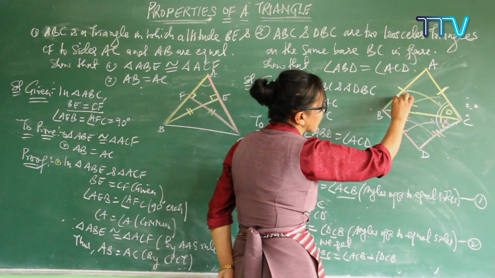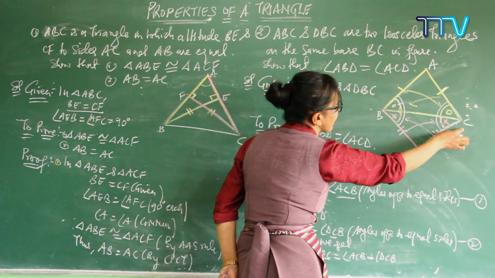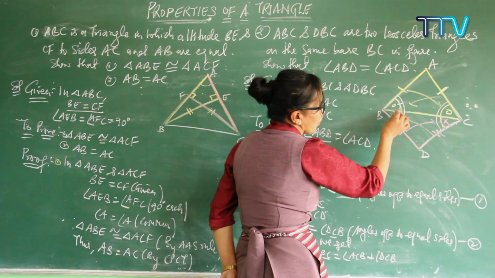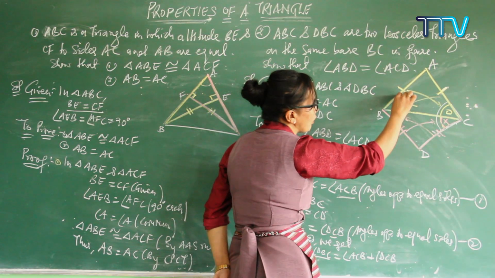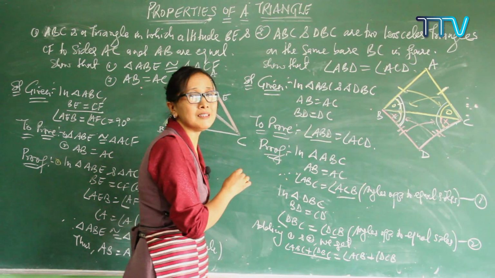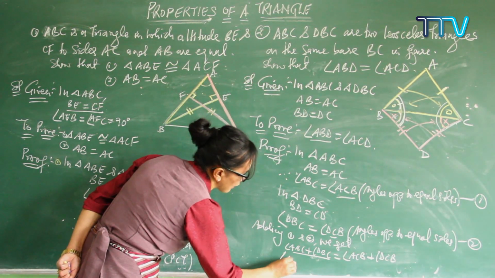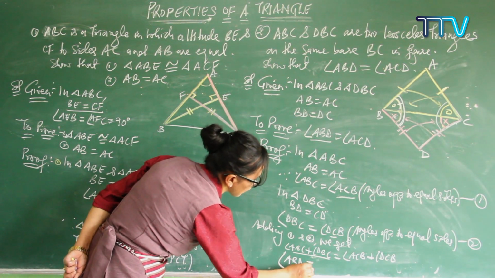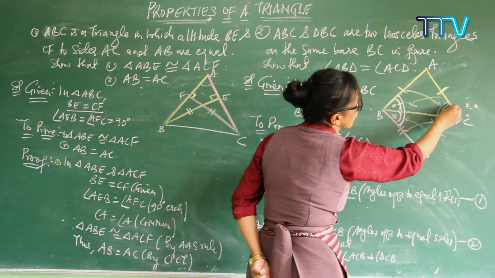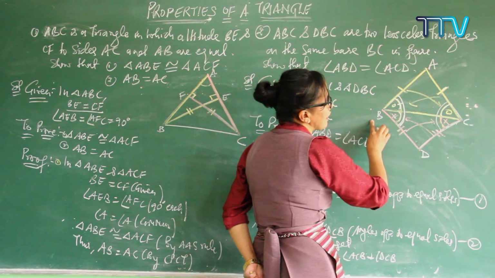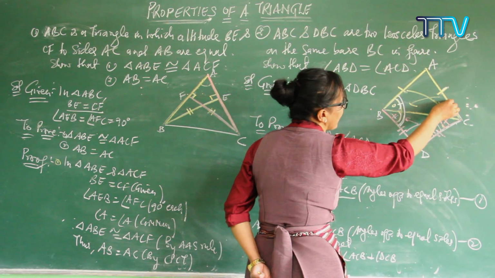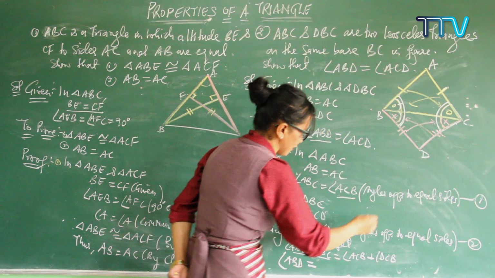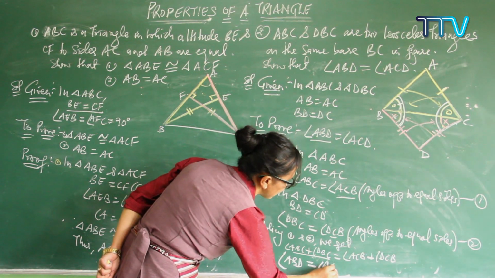If you add this yellow one, ABC and DBC, when you add this and this, what are you getting? You are getting ABD. So write it down, you are getting ABD, which is exactly equal to, when you add these two up, ACB and DCB, what are you getting? You are getting ACD.